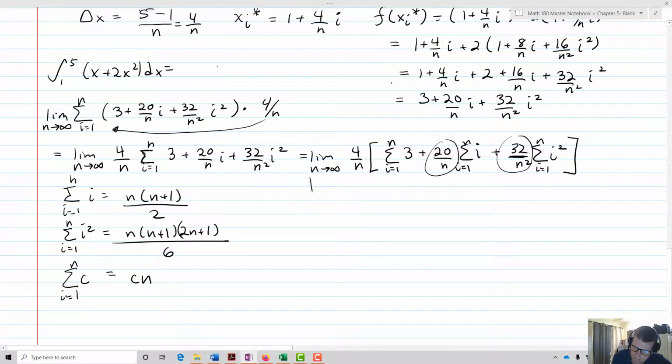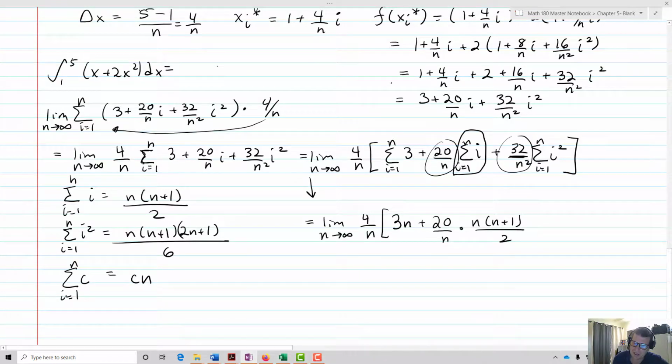This is then going to equal the limit as n approaches infinity of 4 over n times, and this will be 3n, because that's a constant in the summation, so 3n plus 20 over n times n plus 1 divided by 2, because that's the summation i equals 1 up to n of i, plus 32 over n squared times n plus 1 times 2n plus 1 divided by 6.